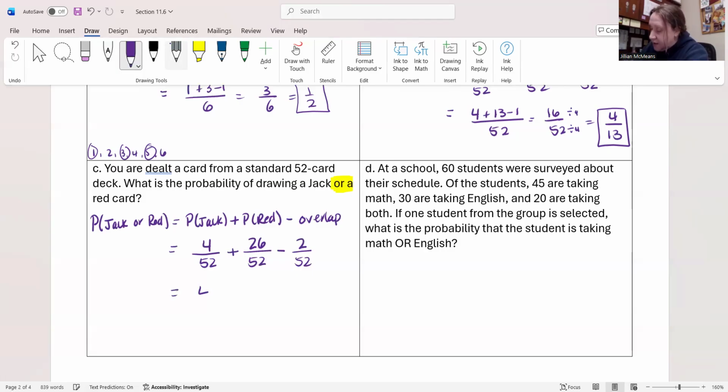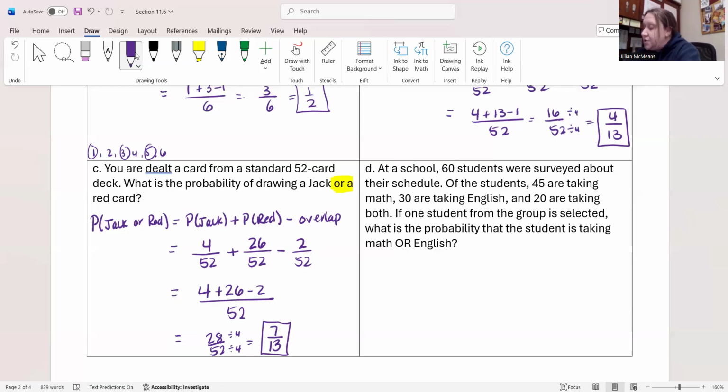So that means I would get 4 plus 26, whoops, I just about didn't add, minus 2 over 52. So 4 plus 26 is 30. 30 minus 2 is 28. So I get 28 out of 52. Both are divisible by 4. So I get 7/13. So the probability that you draw a card from a deck and it's either a jack or a red card, minus the overlap, would be 7/13. Did I say 32? I feel like I said 32 at some point. It's 7/13.